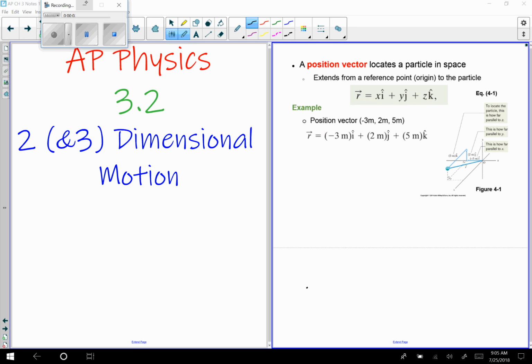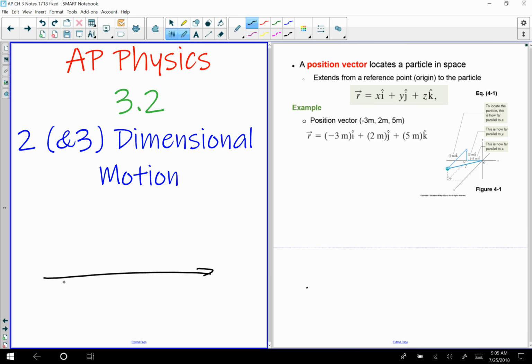All right, here we go. So today's video, 3.2, we're going to be learning about 2 and 3-dimensional motion. Everything we've done so far this year has been 1-dimensional motion, where pretty much everything has occurred just along one straight line. We've usually called it the x-axis, right?